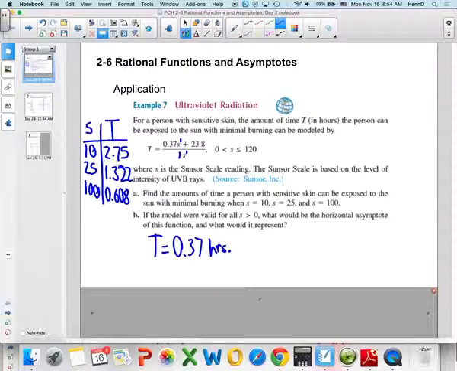And that, guys, is how a horizontal asymptote can be used to tell us something about a situation. Okay? And notice this is a person with sensitive skin. They would have different models for people who have regular skin or whatever.